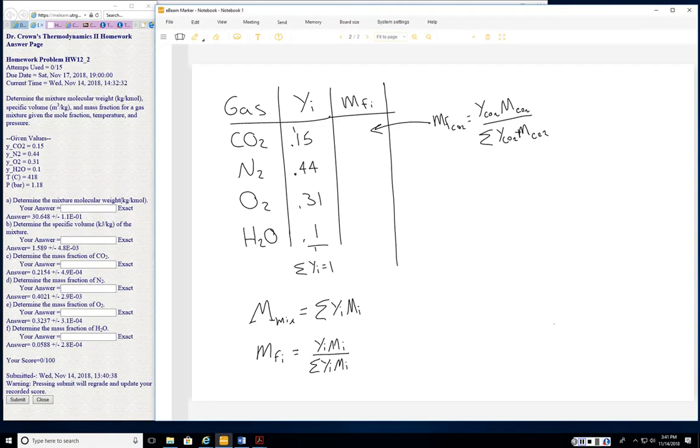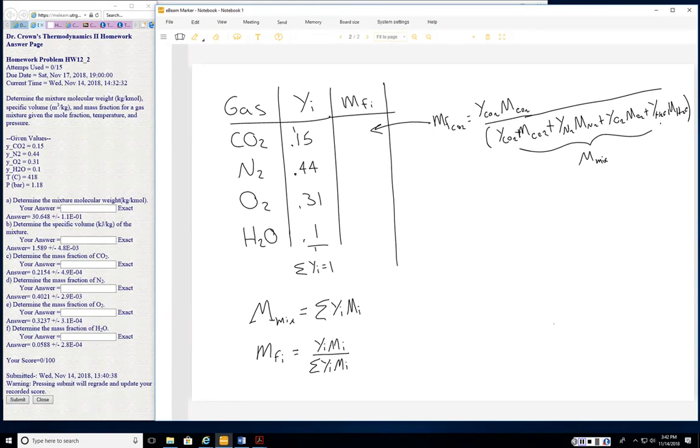Well, let's write it not as a sum: y of CO2 times molecular weight of CO2, plus y of N2, molecular weight of N2, plus y of O2, molecular weight of O2, plus y of H2O, molecular weight of H2O. And then we do that for each one. Of course, the denominator all being the same. The denominator then is the molecular weight for the mixture.